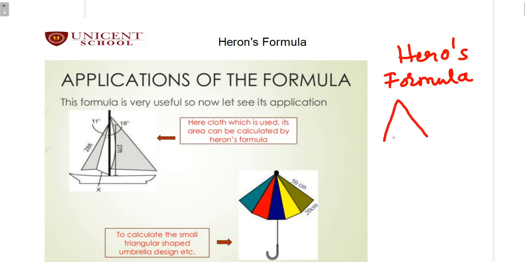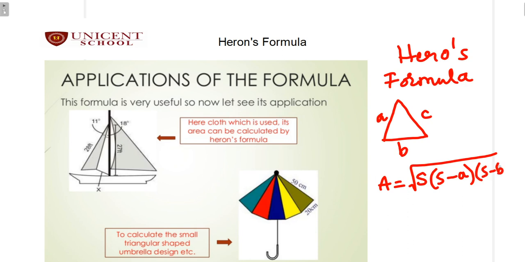If we take a scalene triangle having sides a, b, c, first we write the formula: area = square root of s(s minus a)(s minus b)(s minus c). So what is this s? s is the semi-perimeter, obtained by adding all three sides and dividing by 2. This is Heron's formula, which is given by Heron.